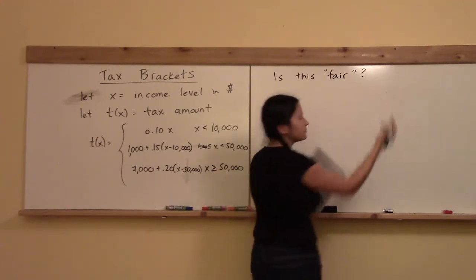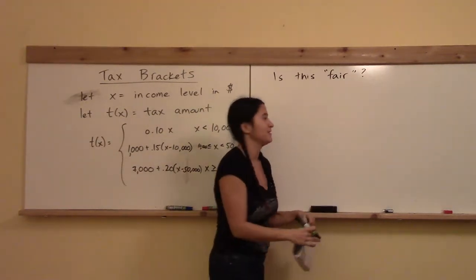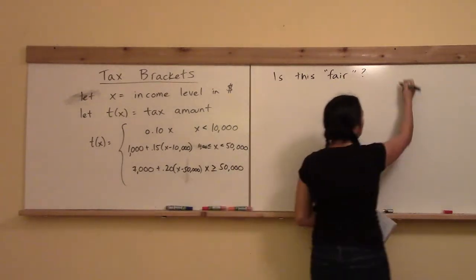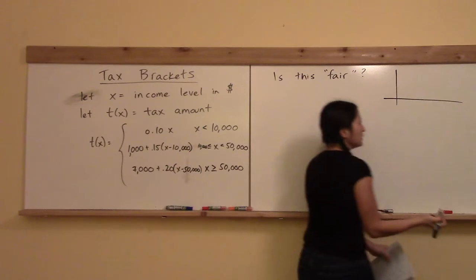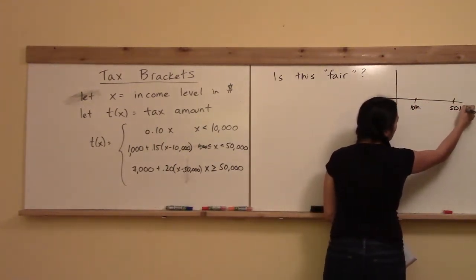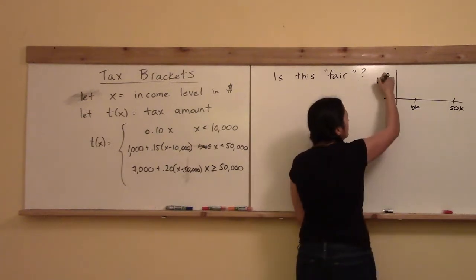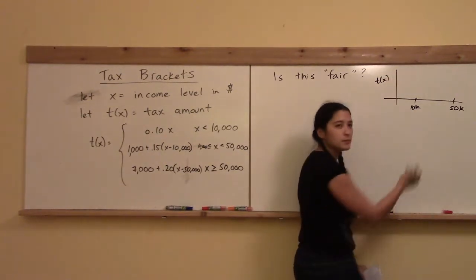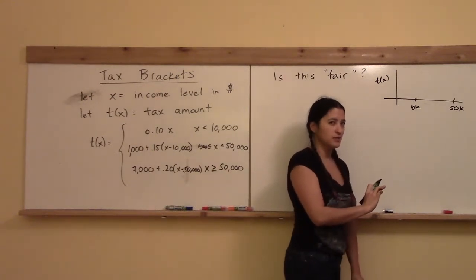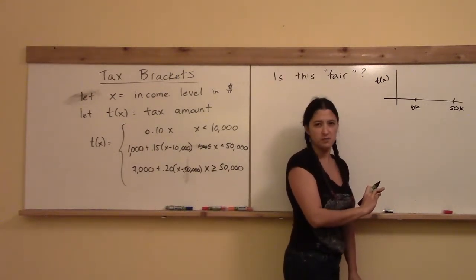I put "fair" in quotes, because what's really fair when it comes to taxes? What I mean by fair is, if I graphed this function, and let's say here's the $10,000 line, here's a $50,000 line, this is the amount of tax I have to pay, and that's how much money I made. If I graph this function, I wouldn't expect it to make any funny jumps. That wouldn't be fair, right?